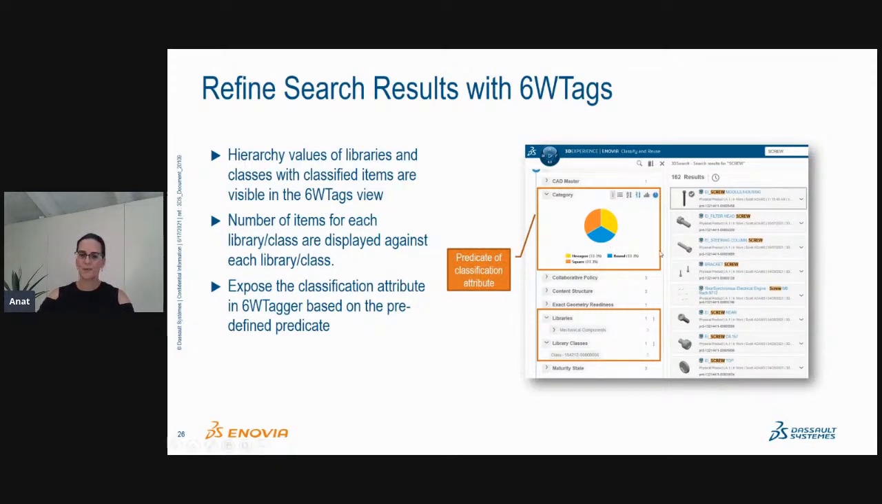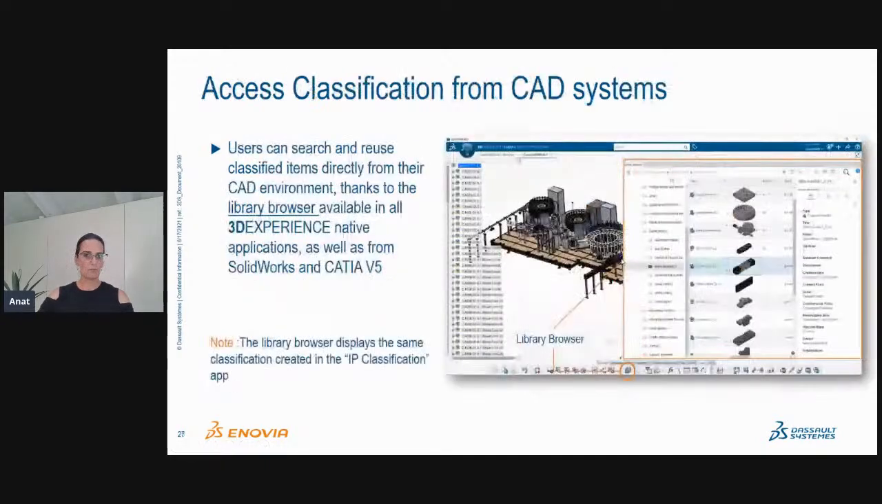And here we have an example of a predicate that exposes one of the classification attributes in the 6W tag. In this example, it's different, we'll see it in the demo, but here we define as a predicate the screw head type. And if I click on the blue area, I will get only the screws with a round head type. This is a really nice capability.